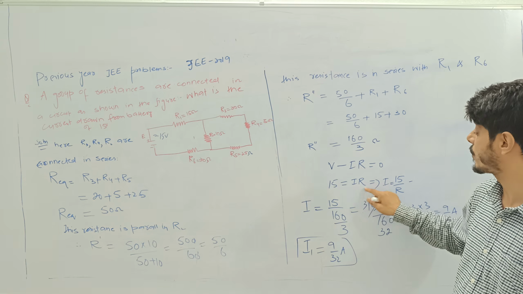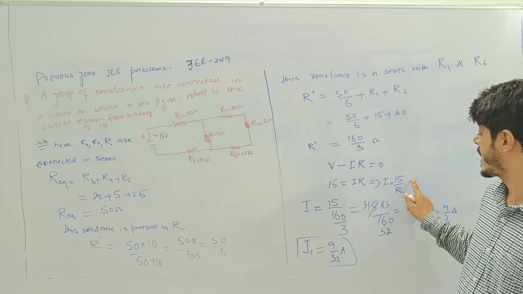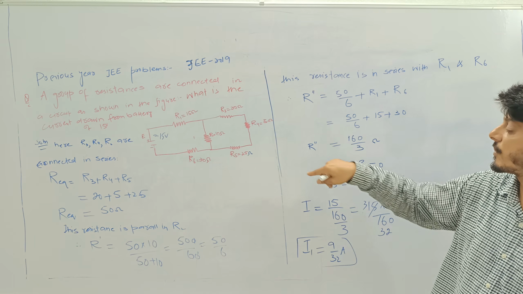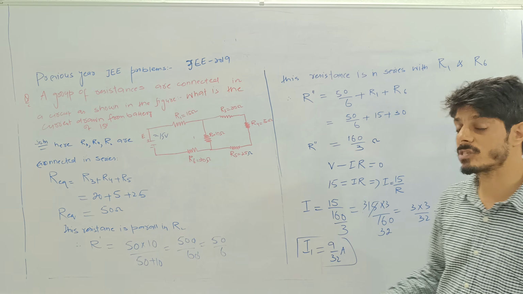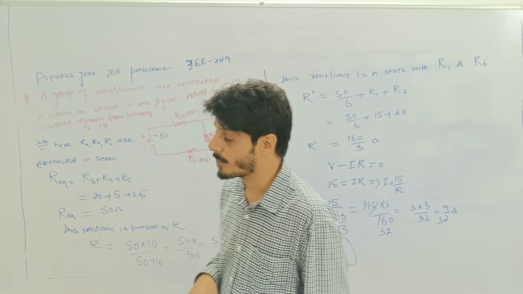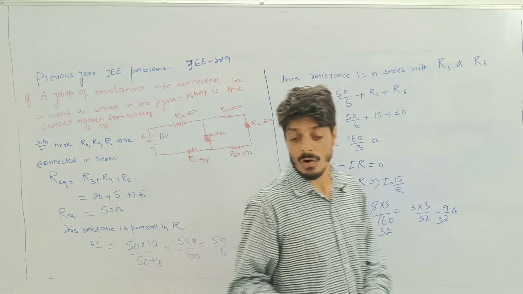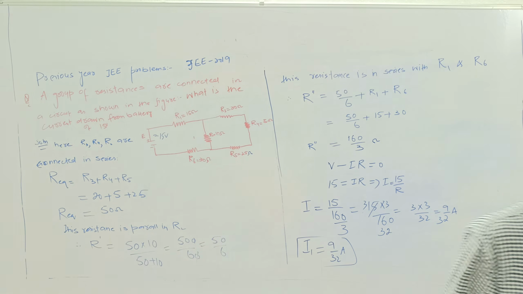V is 15, which is equal to IR, so I is equal to 15 by R, and the total resistance in this circuit is 160 by 3. So this is how we have calculated the current drawn by the potential of this circuit. Similarly, if we go forward, we have another question here.